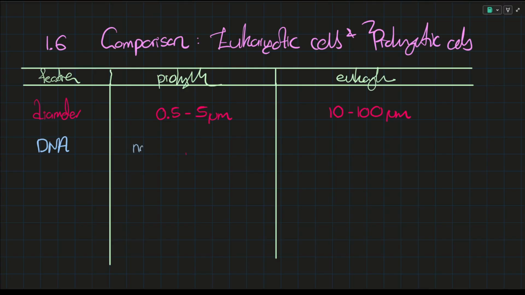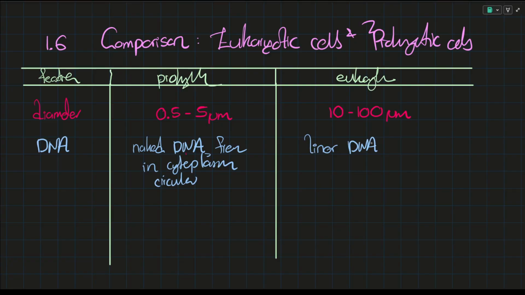Like we said, prokaryotes have what we call naked DNA. Naked DNA is simply found free in the cytoplasm and is circular. For us, eukaryotic cells, what we have is linear DNA. We call what we have linear DNA. And it's surrounded by the nucleus.